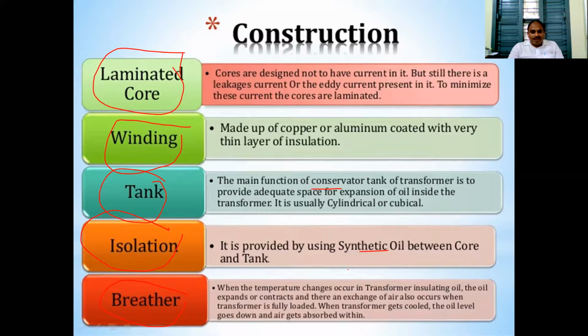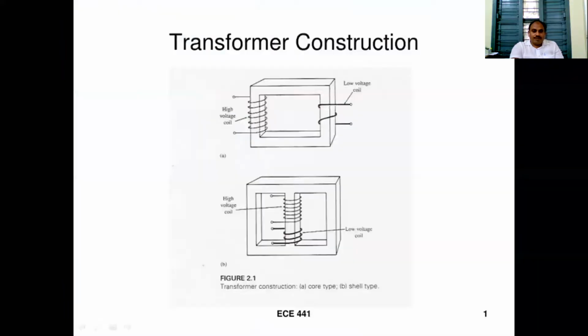The breather acts as a moisture remover from the transformer oil. So this breather removes the moisture. Any moisture present in the transformer oil is removed to avoid a short circuit.